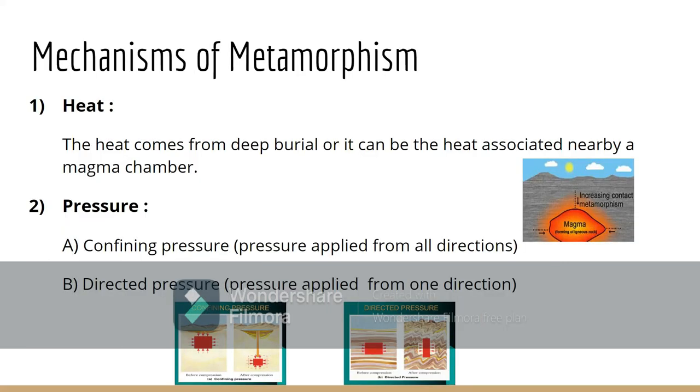Okay. So the second part is the mechanism of the metamorphism. There are two types of mechanism. The first one is the heat, where the heat comes from deep burial or it can be the heat associated nearby a magma chamber. And the second one is the pressure, which we can divide into two. Firstly, confining pressure, which is applied from all directions, and secondly the directed pressure, which is applied from one direction.